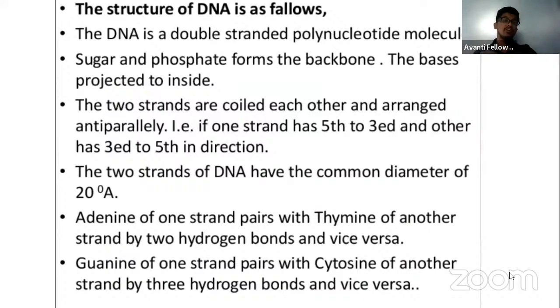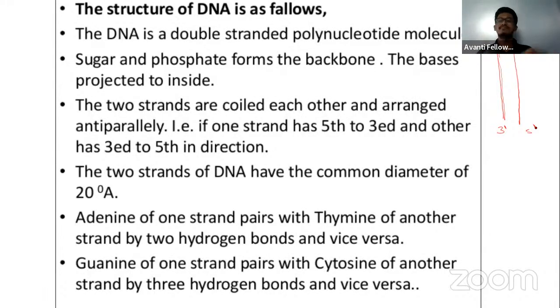Probably you are very much aware of this particular topic, but anyways, I will try to be as brief as possible. According to Watson and Crick, the DNA molecule consists of two strands. These two strands are antipolar in nature. Antipolar means if one strand has the 5' to 3' direction, the other strand goes from 3' to 5'. That means antipolarity, like anti-parallel.